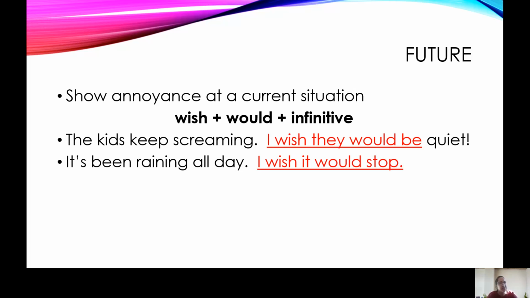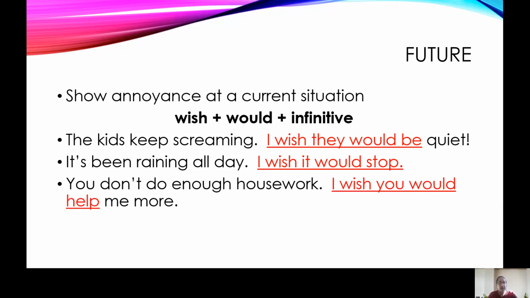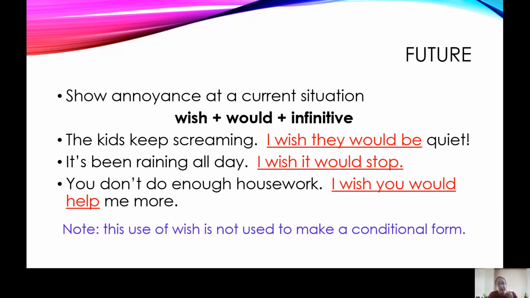We want these situations to stop in the near future, or change in the near future. You don't do enough housework. I wish you would help me more. So we're annoyed about all three situations and we want them to change in the future. This use of wish, where we're showing annoyance about a present situation that we want to change in the future, we don't use it to make a conditional form.